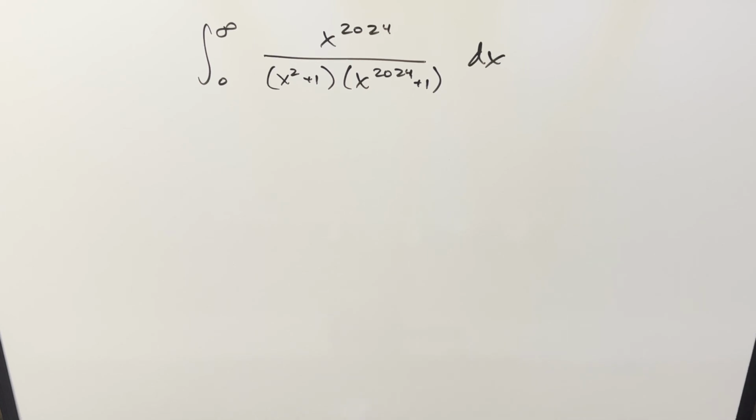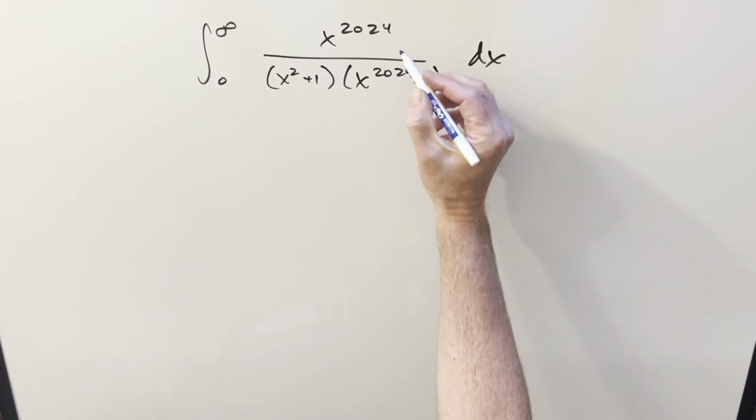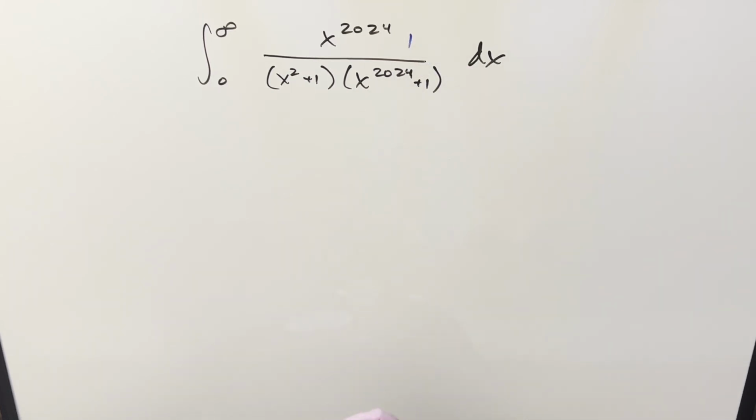Okay, we've got another integral. You've got the integral from 0 to infinity of x to the 2024 over (x squared plus 1)(x to the 2024 plus 1) dx. Not too far back, I did the integral of just 1 over x to the 2024 plus 1. I think this case is quite a bit different, so definitely a different method.